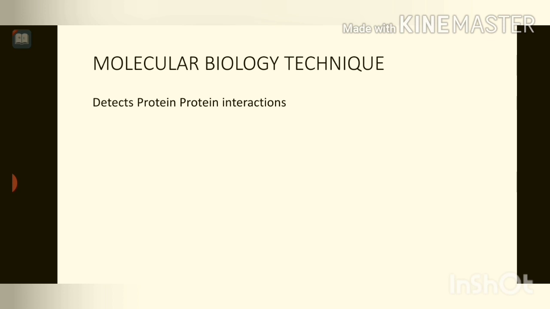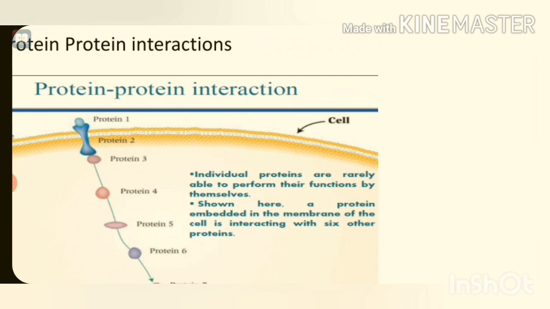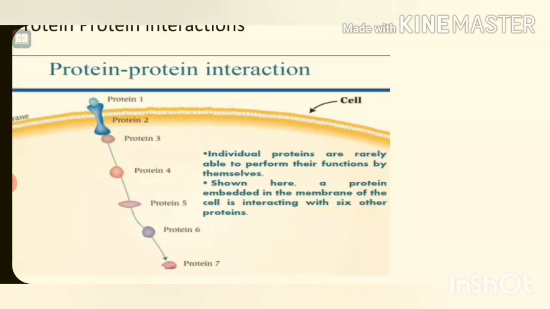Examples of protein-protein interaction are ligand-receptor interaction, second messenger activation, or, in the case of transcription, various kinds of transcription factors which interact with each other in the transcription process. So these are the examples. Here in this diagram it is shown that a protein embedded in the membrane of the cell is interacting with 6 other proteins, and most of the functions in our body occur through this kind of interaction.